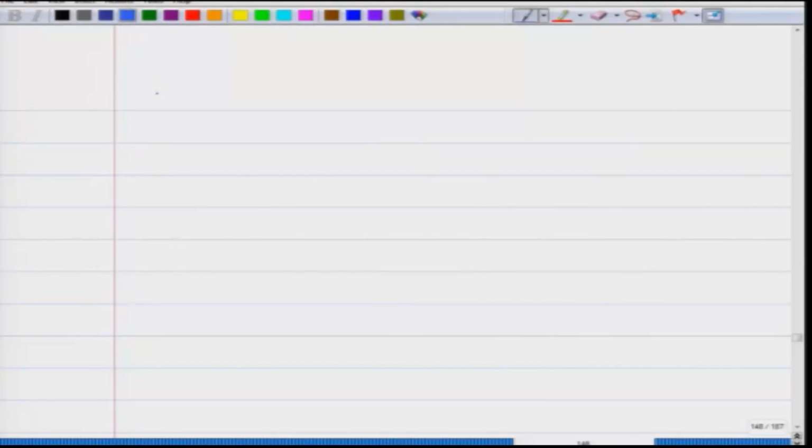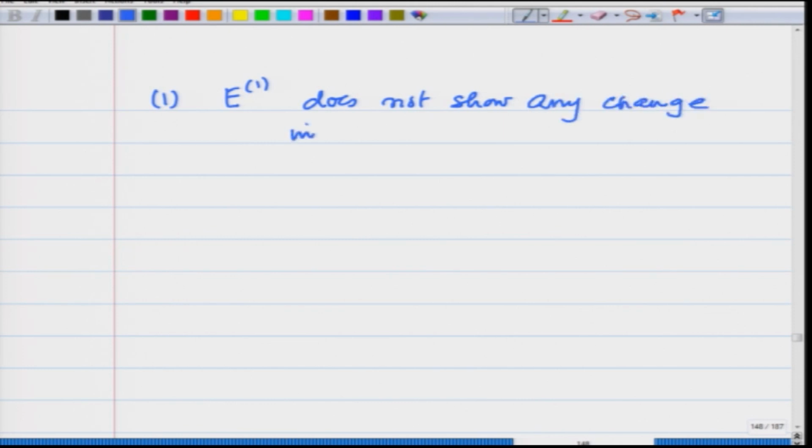So, point number 1, E 1 does not show any change in the energy. So, I have to go to the next order. Let us go to the next order.